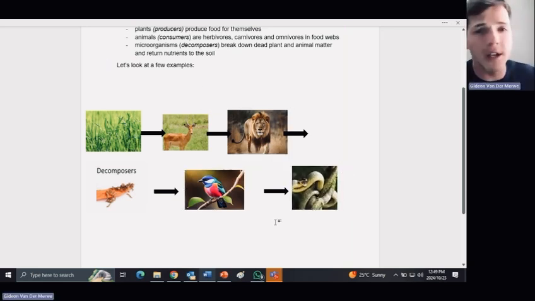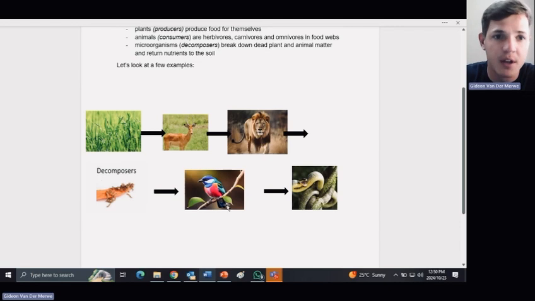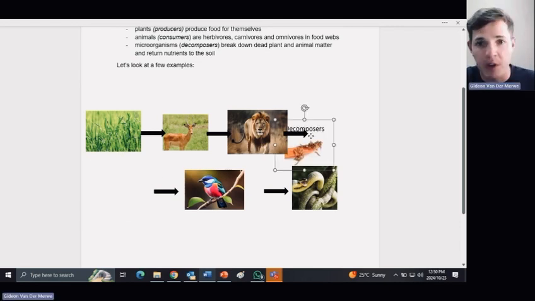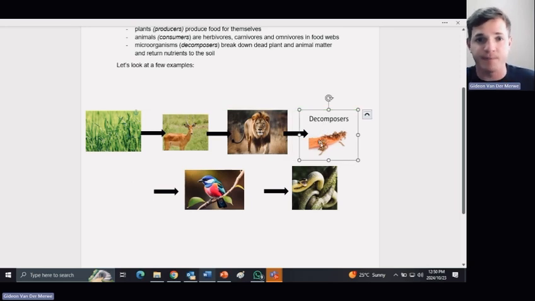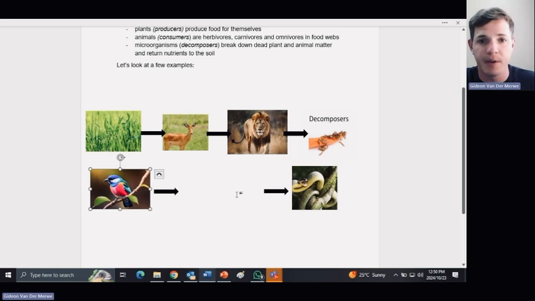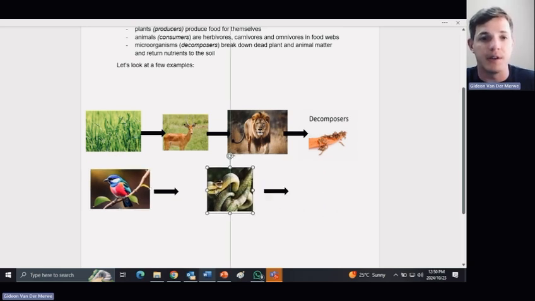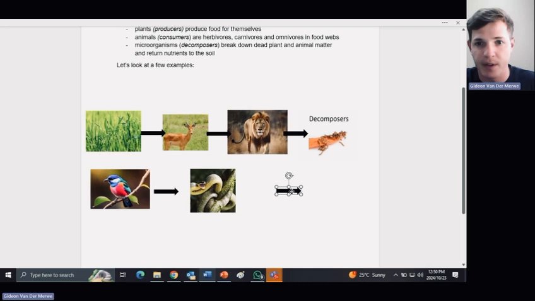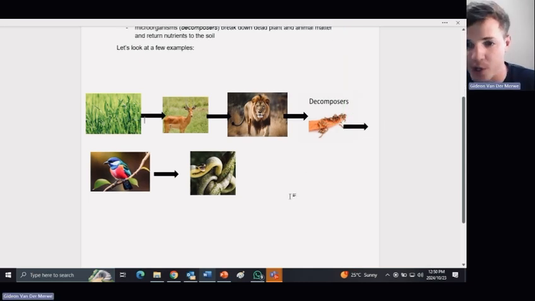And then the reason why I said we must ignore the arrow next to the lion. As you know, a fact of life is everything dies. So eventually the lion will also die. When this happens, we can form one big food chain where the lion will be decomposed by the decomposer. The decomposers will then again be eaten by the bird, and then the bird will be eaten by the snake. So in that way, we formed one big food chain.